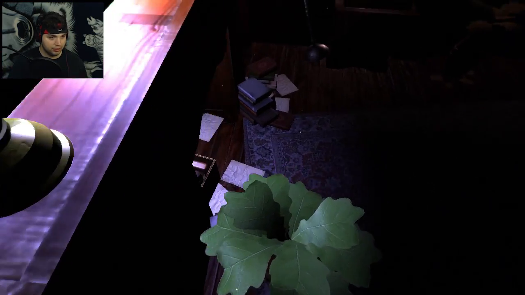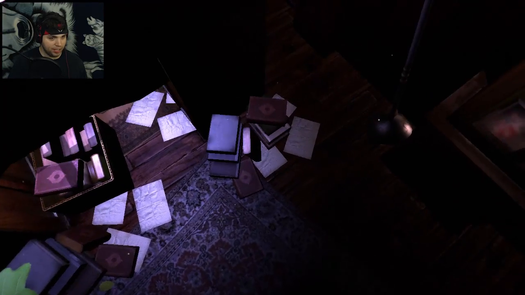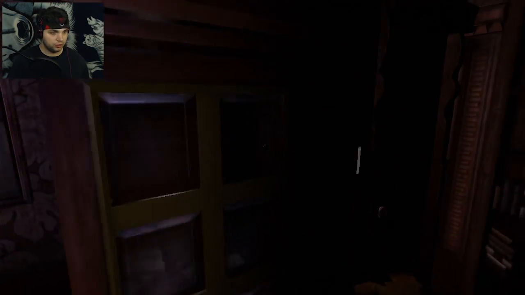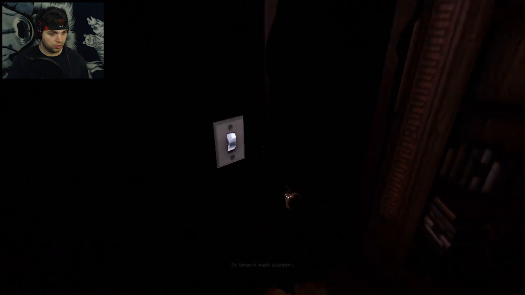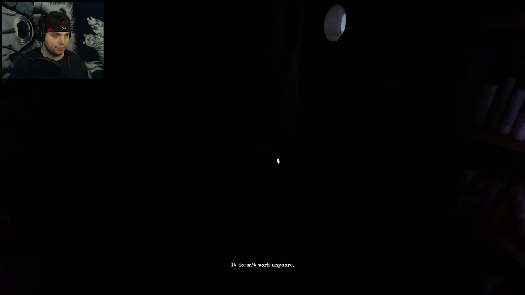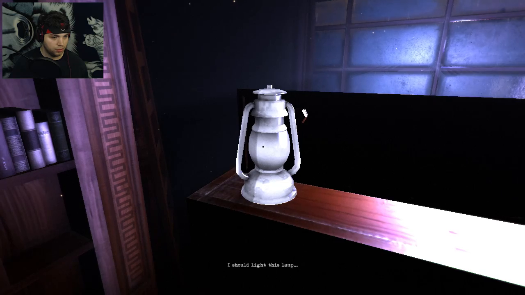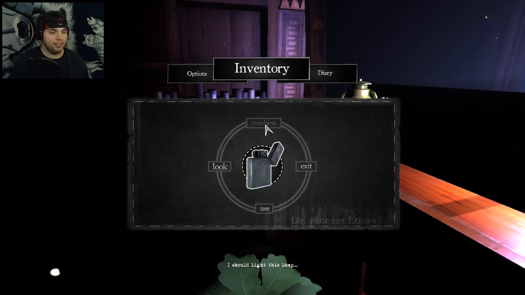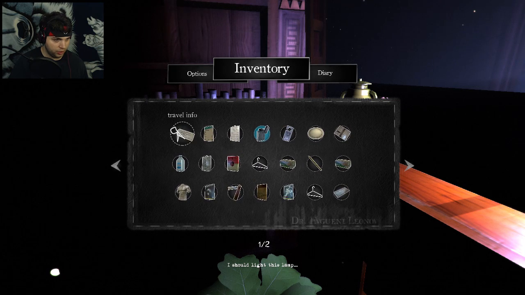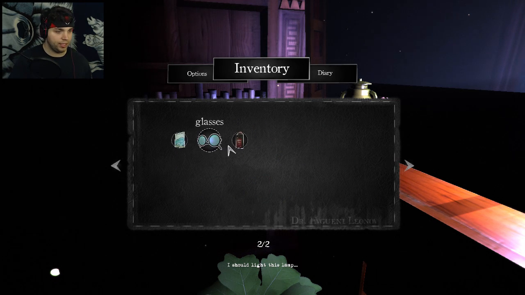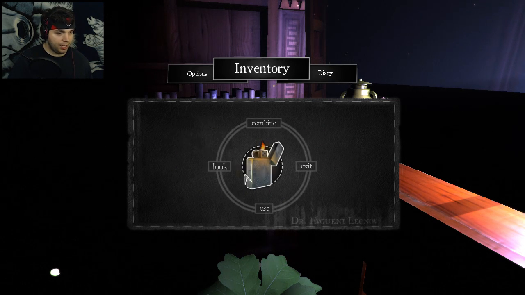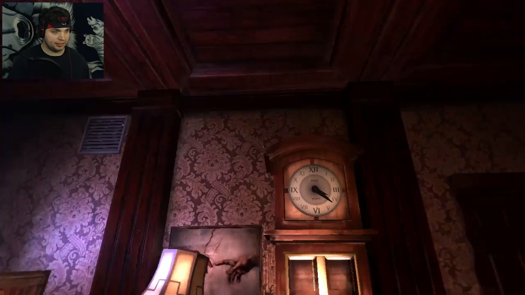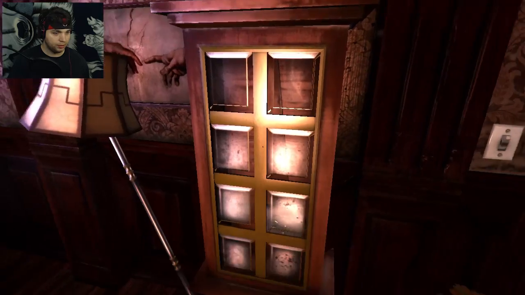So, am I now allowed to turn the light bulb on no more? Did I ruin? Oh my god, it's dark. Can I have light? I should light this lamp. Oh, okay. Hold on. Combine. Lighter with lighter fluid. Where the hell's my lighter fluid? There it is. Combine. And yours on you. Aha! I have lights! There's a clock.